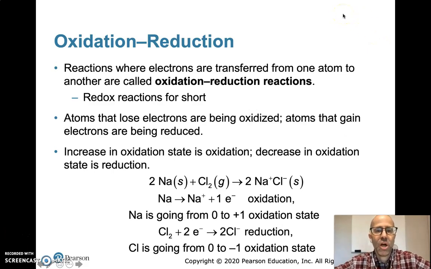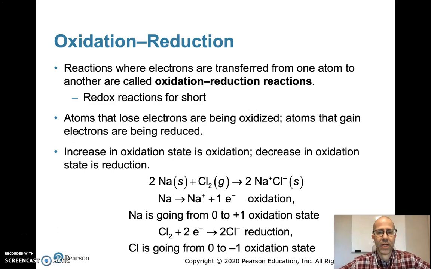Alright, so the first thing you need to know is what redox reactions are. Redox is short for oxidation and reduction. Reactions where electrons are transferred from one atom to another are redox reactions. We call them redox reactions for short. Atoms that lose the electrons are being oxidized. Atoms that gain the electrons are being reduced.